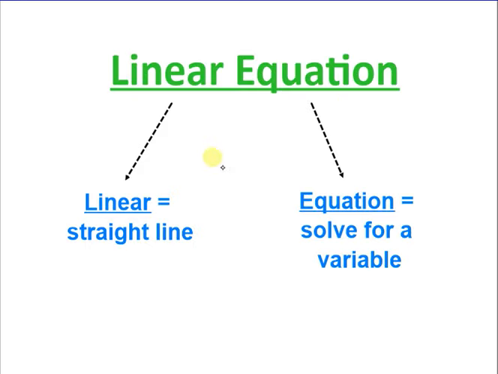So what is a linear equation? Well, let's break it down into two words. Linear means a straight line, so literally a straight line, and in this case, a straight line on a coordinate plane. And an equation means to solve for a variable. So we're going to solve for a variable, and in that process, we're going to be creating a straight line on a coordinate plane, and that is a linear equation.